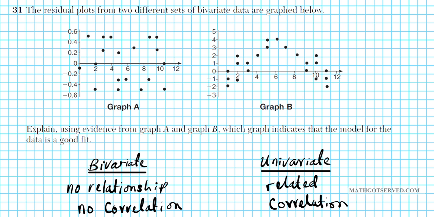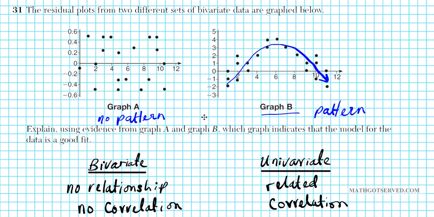You can clearly see that graph B has a pattern. Do you see the pattern? It starts low, it goes up, and then it starts to go down. Okay, so there's a story here, there's a relationship here. Okay, but look at graph A. The points are scattered all over the place. There is no discernible pattern.